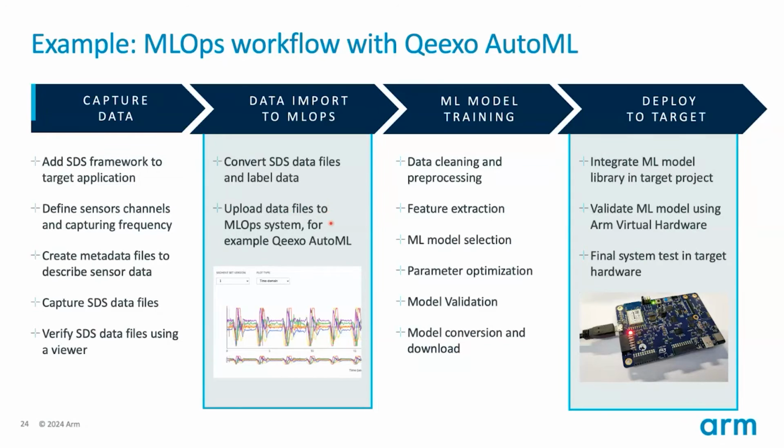And then they use that in their MLOps system called Keil AutoML. They do the model training with this data, feature extraction, model selection, everything you need in a good ML flow. And then they deploy it to a target, and they validate it on ARM virtual hardware, and of course also final system tests in target hardware. So this is already available with Keil AutoML. We are working with other ML partners to provide a similar service soon.